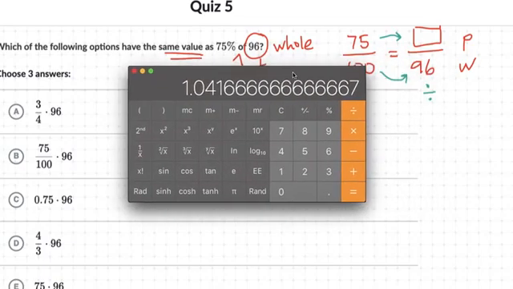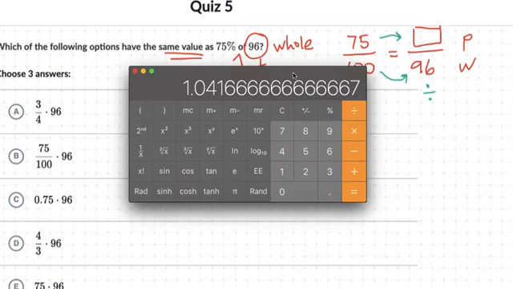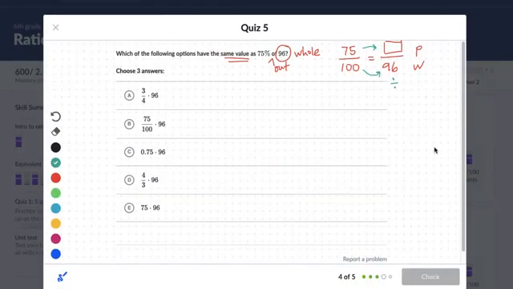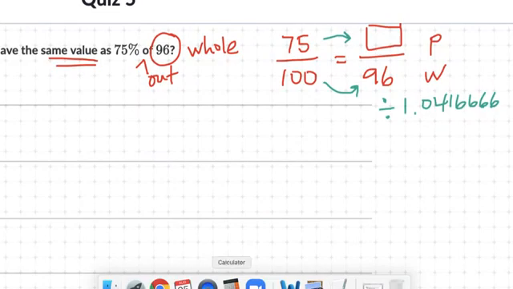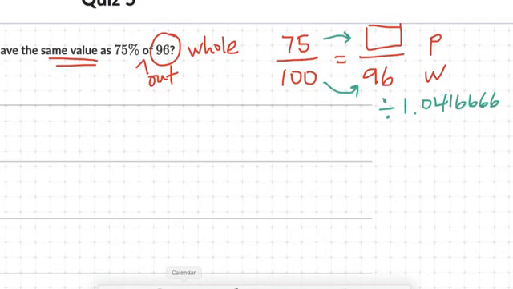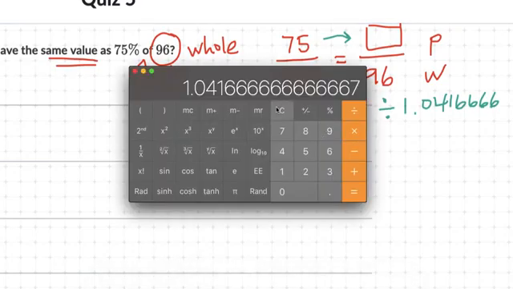That's a weird number, but we're going to use that, okay? It's going to be 1.04166666. That's what happens when you use this method, okay? So I'm just showing you what it looks like, so if you do use this method, you're not freaked out. So on the top, you're also going to take that number and divide by that number. It's a gross number, but it'll work.